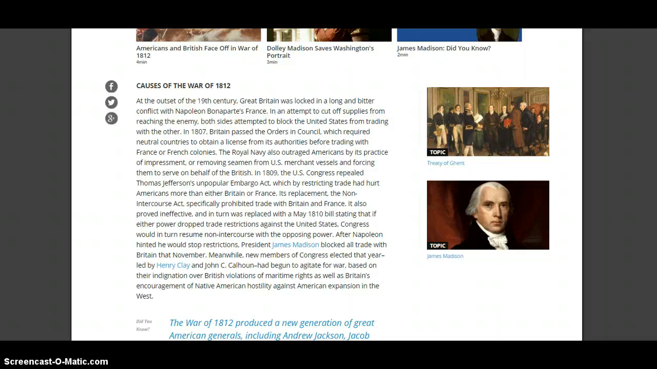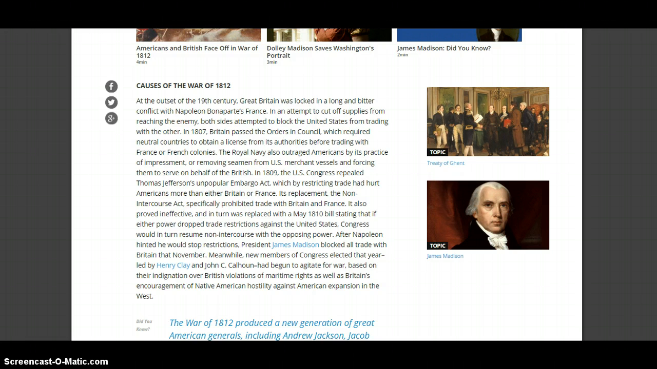In 1807, Britain passed the Orders in Council, which required neutral countries to obtain a license from its authorities before trading with France or French colonies. The Royal Navy also outraged Americans by its practice of impressment, or removing seamen from U.S. merchant vessels and forcing them to serve on behalf of the British.